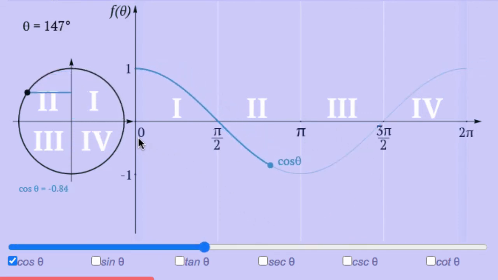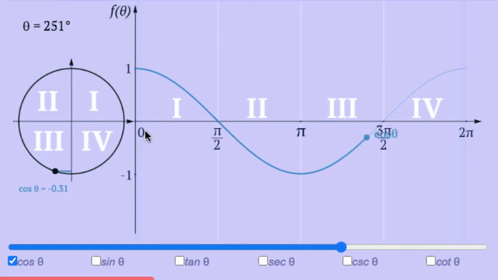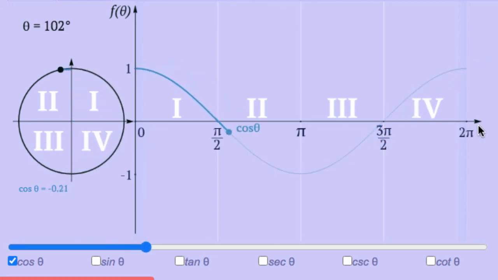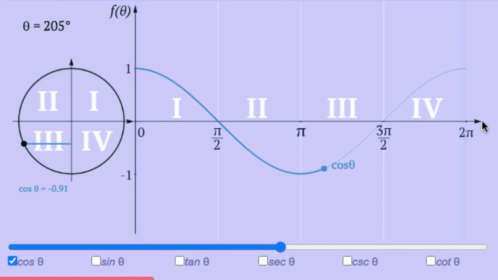So for this function, the period is 2 pi radians, because you go from 0 to 2 pi, and that's one full rotation or one full cycle. So that's the big picture for this lesson.